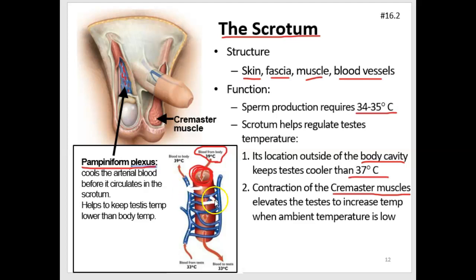So heat radiates out of the blood. The venous structure will carry the blood away from the testes. Therefore, the blood will be cooler by the time it gets down to the testes. So the pampiniform plexus, by being three-dimensionally 360 degrees around this artery, helps cool the arterial blood before it gets down into the scrotum to the testes, and it helps keep the testis temperature lower than our core body temperature.